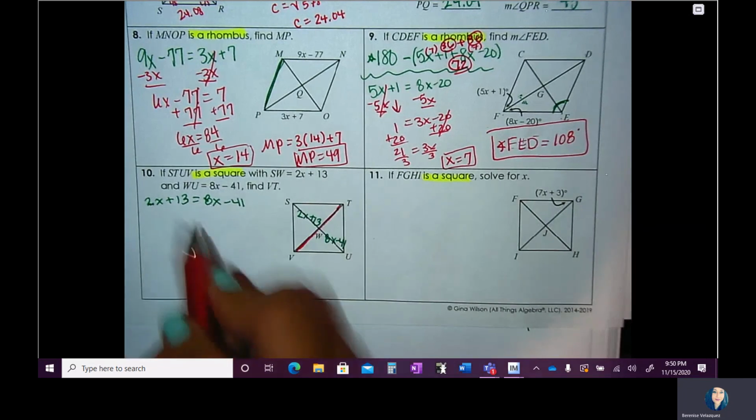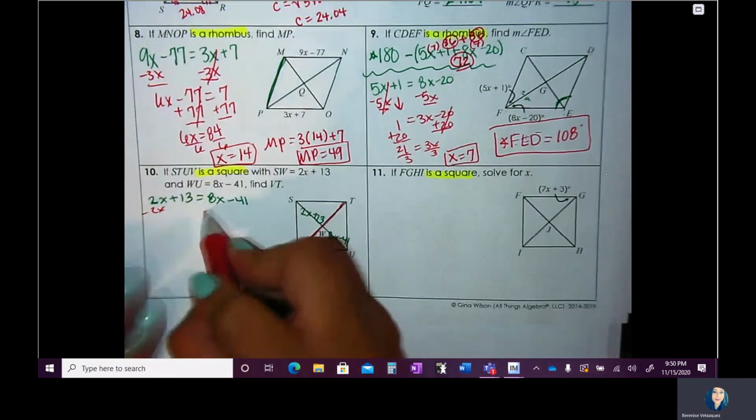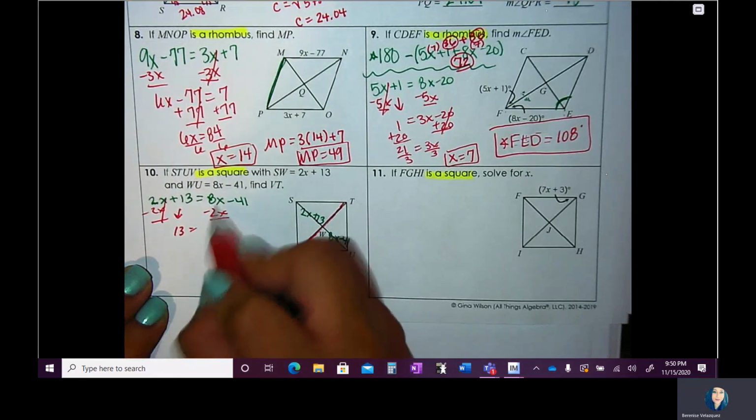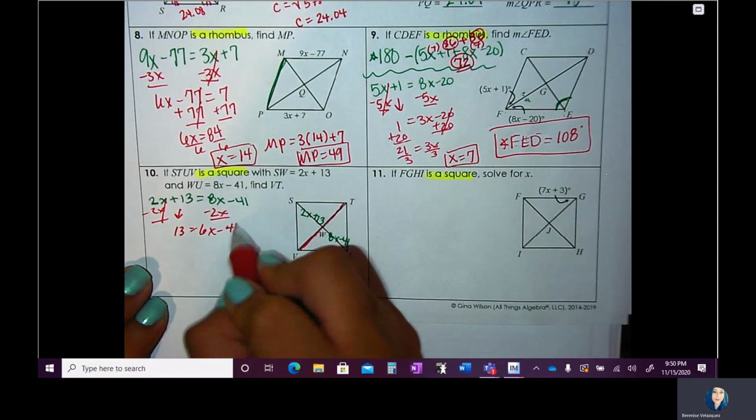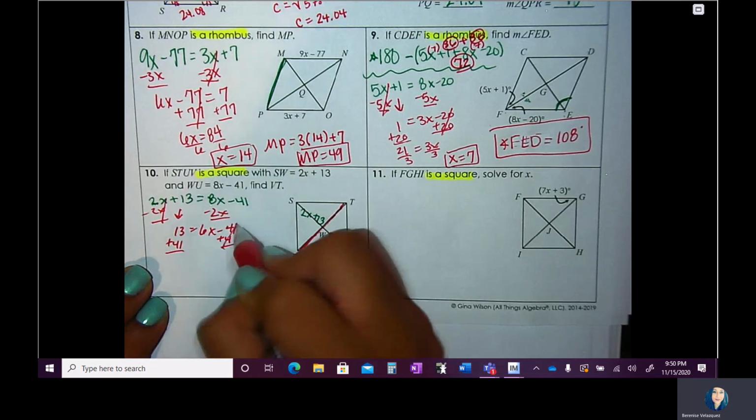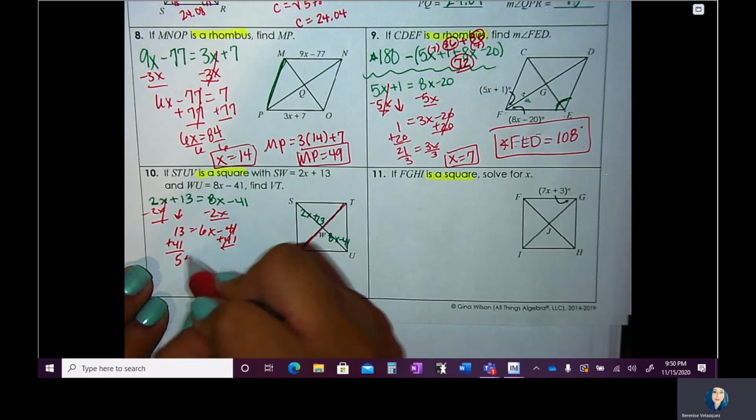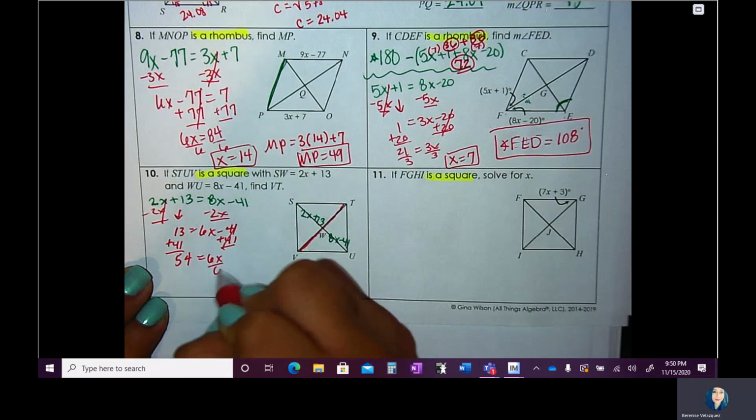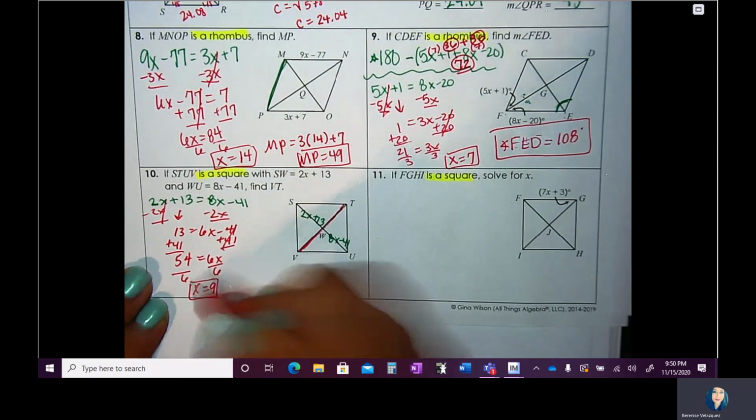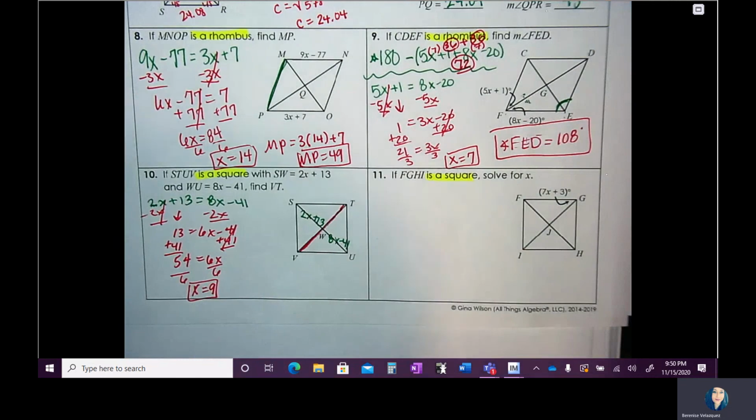Okay, so first, subtract 2x. 13 is equal to 6x minus 41. Add 41 to both sides. 54 is equal to 6x. Divide by 6, and x is equal to 9. Okay, so there's my answer for x.